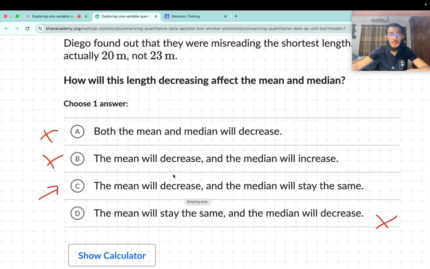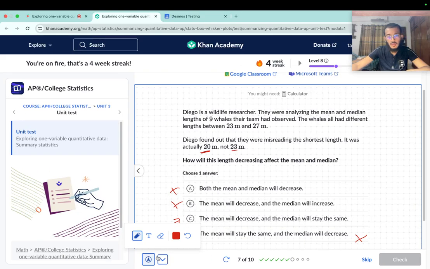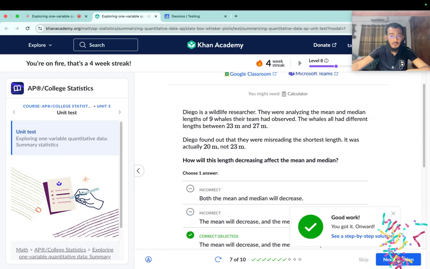Mean will decrease because one data is decreasing from 23 to 20. So C is our option.